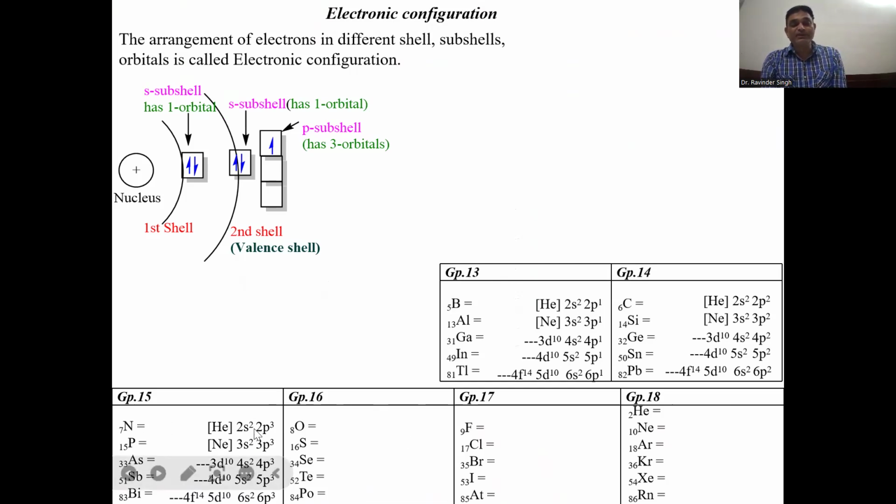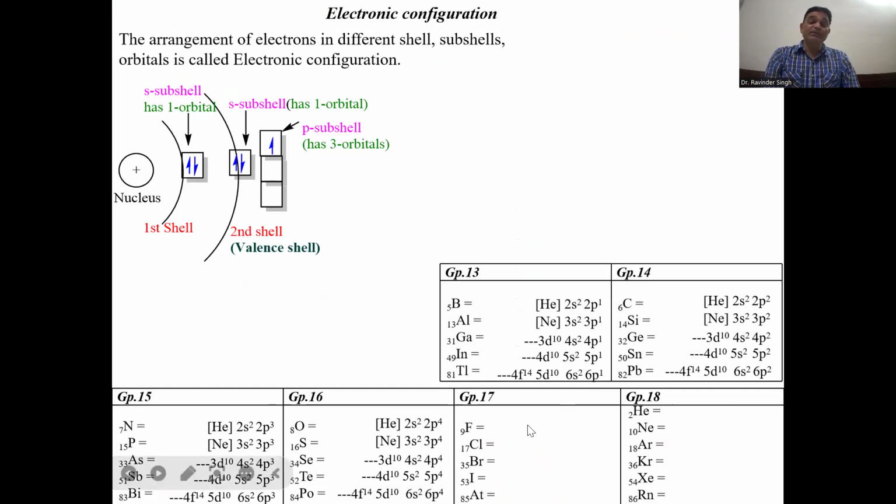For nitrogen, that is 2s2 2p3, increase one more electron. The configuration becomes 2s2 2p4. That's the valence configuration for oxygen. For sulfur, 3s2 3p4. For selenium, 4s2 4p4. For tellurium, 5s2 5p4. For polonium, that is 6s2 6p4.